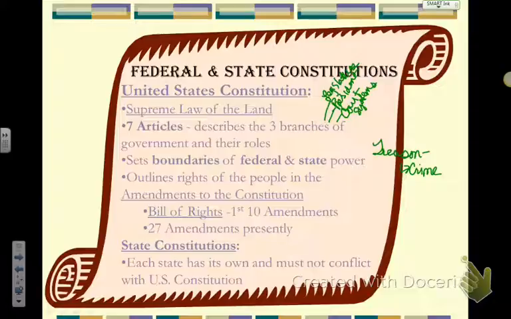And then our state constitutions. Each one of our states has its own constitution as well. And that's the laws that govern our particular state, but they cannot be in conflict with the U.S. Constitution. So no laws created in a state are allowed to be in violation of the U.S. Constitution. They're not supposed to be.